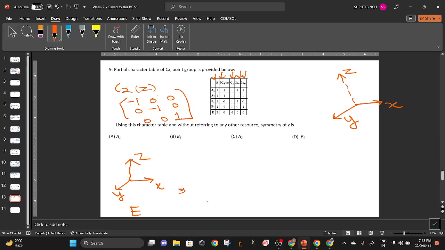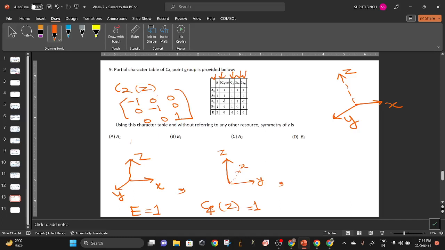Okay, so here under C4 also this is the same case because the rotational axis is the Z axis, that will not change. Okay, you can imagine, suppose you are rotating along this axis, C4 means rotation by 90 degrees. So X goes here, Y comes here, but Z does not change its place. So the character for Z should be 1, and for E it is obviously 1.